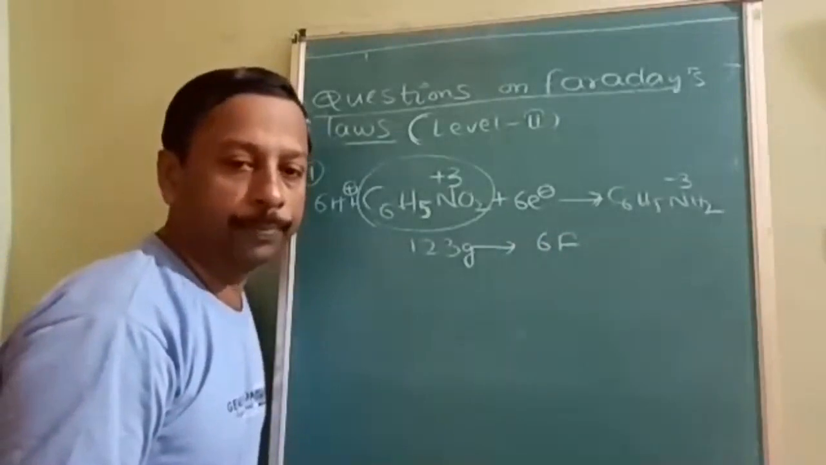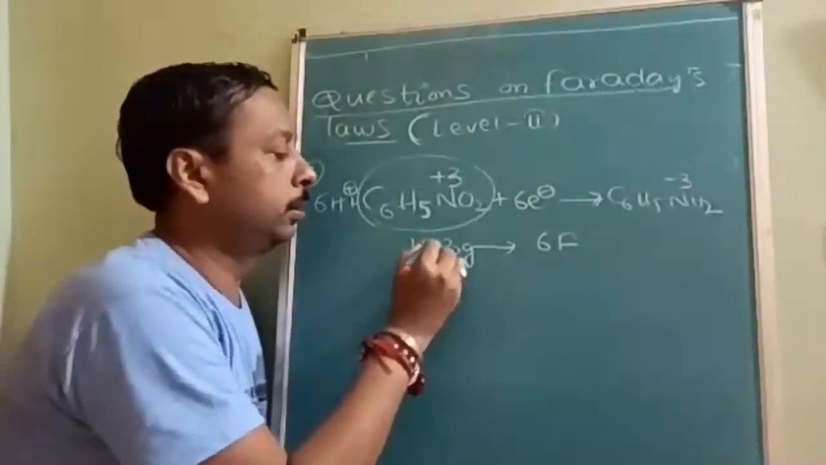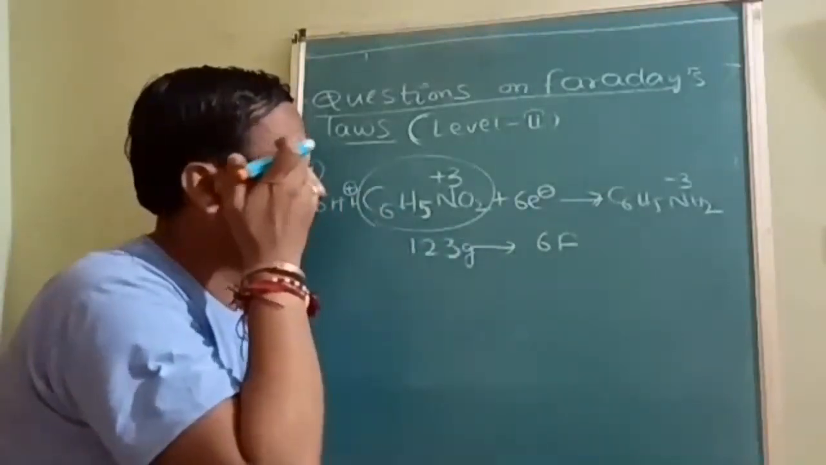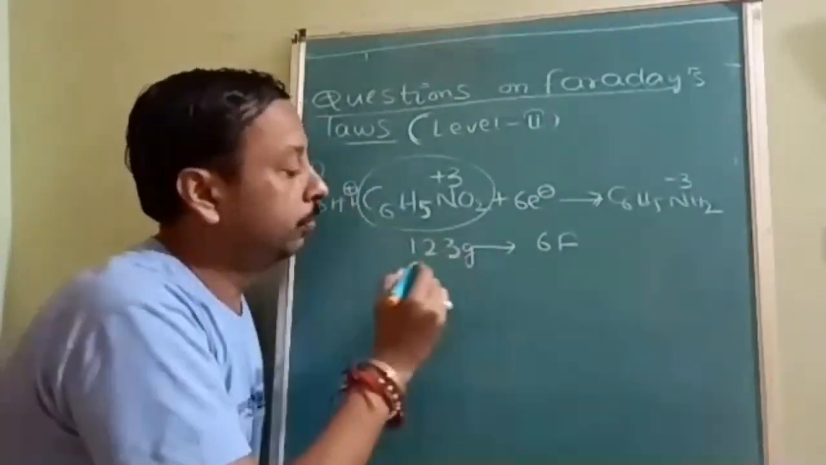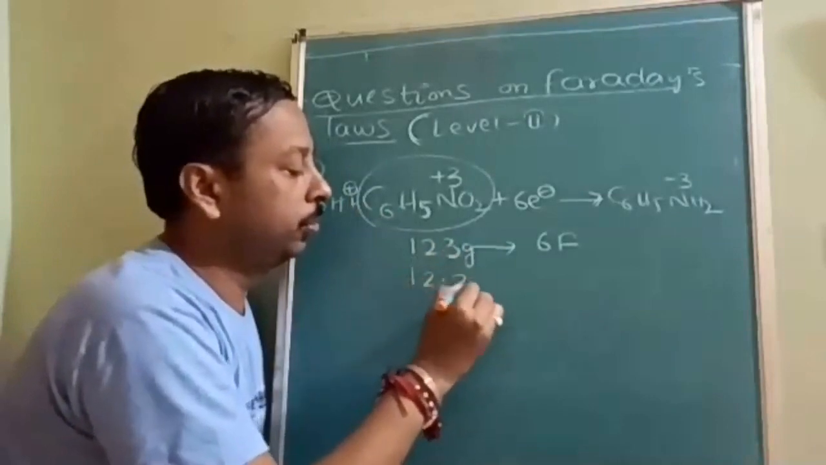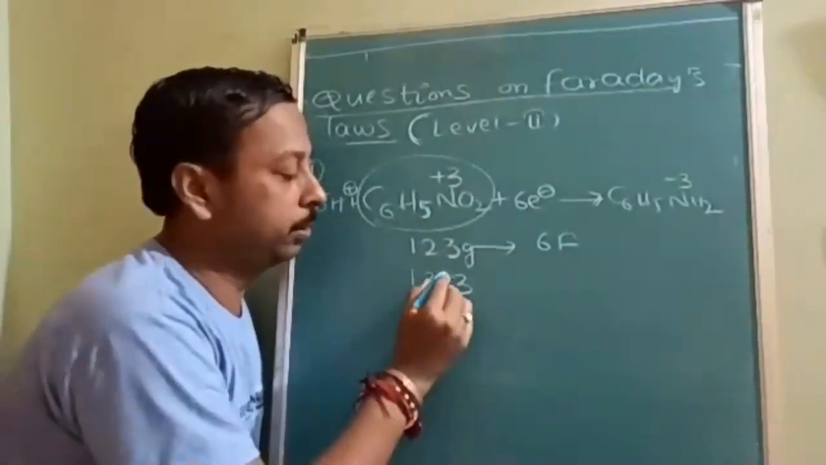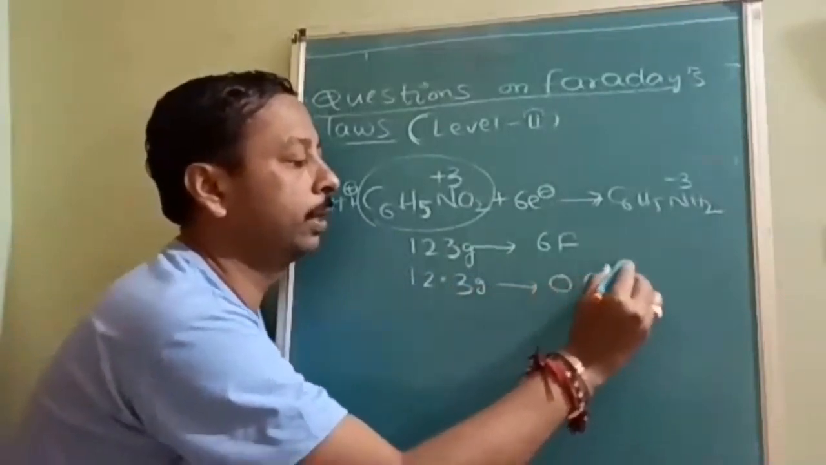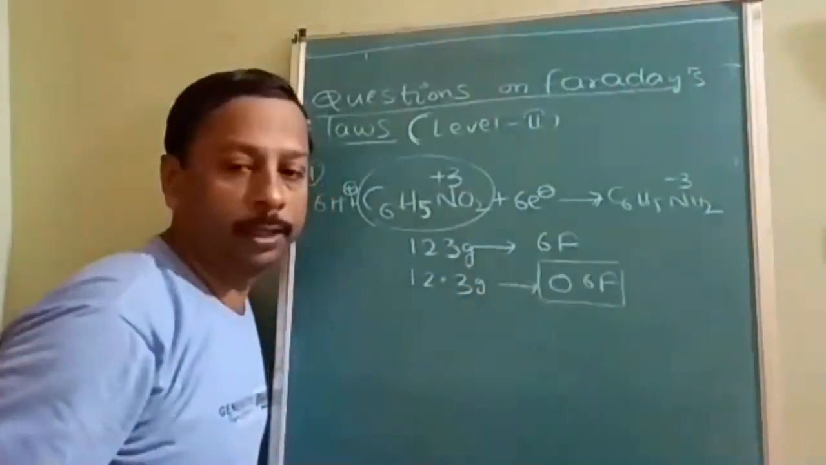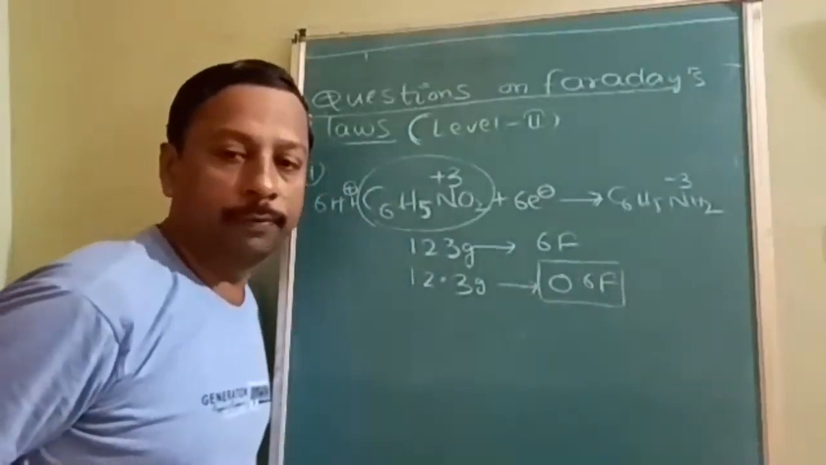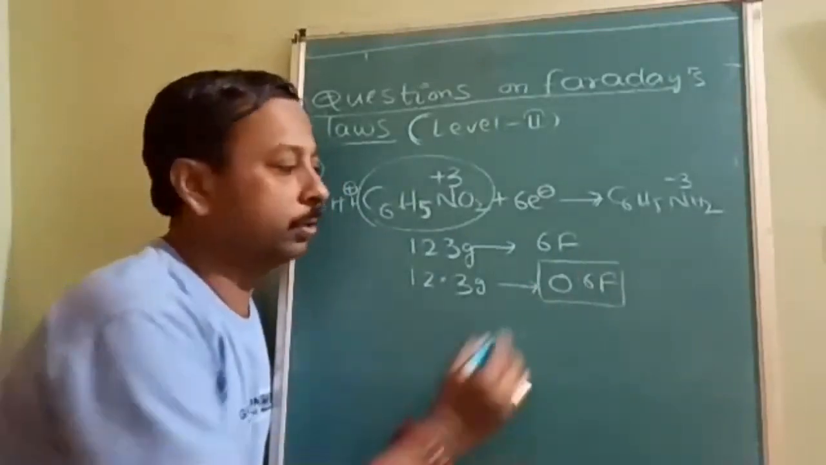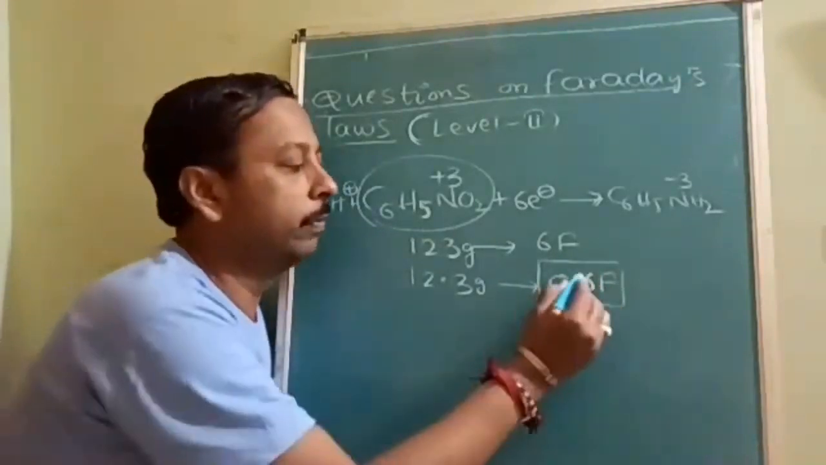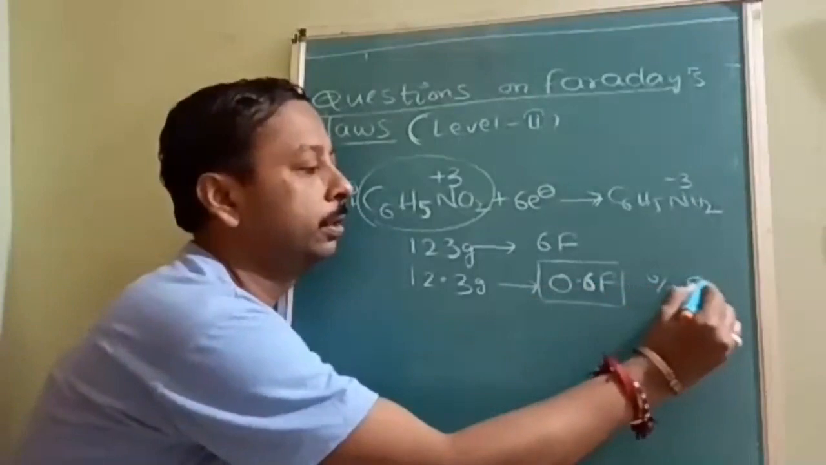Quantity of electricity is 6 Faraday. 6 Faraday is the quantity of electricity I require. But I wanted to reduce only 12.3 grams. So obviously the answer will be 0.6 Faraday, the energy required for such reduction. Is it understood to all of you? 0.6 Faraday is required at 100% efficiency.